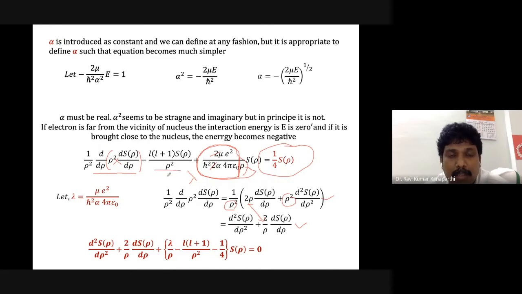The other term is L into L plus 1 upon rho square multiplied by S of rho. S of rho I am taking as a common factor. Here there is S of rho, and here there is S of rho, and here also there is S of rho. Further, this 1 by 4 S of rho we can move to the left hand side, and then you can simplify the equation like this.